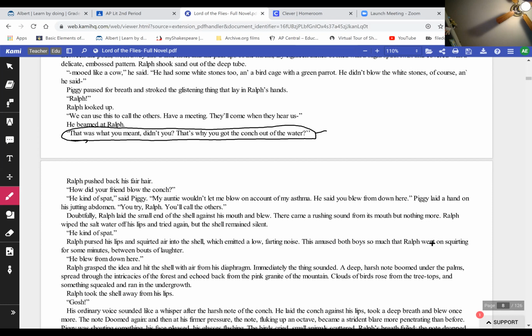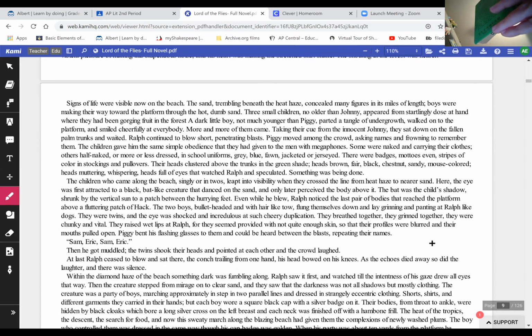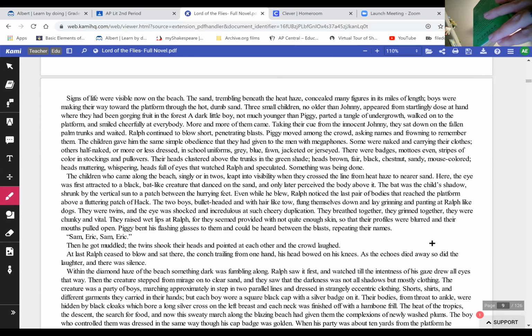Piggy wants Ralph very badly to be the leader. He really does. But Ralph, just because he looks the way that he does, and he does kind of take charge at the beginning, there is an issue with Ralph's leadership, and we'll see that. So as they blow this, other boys come out.